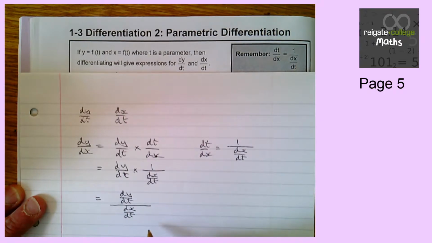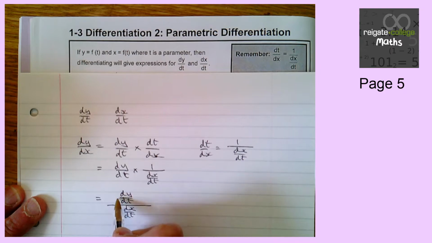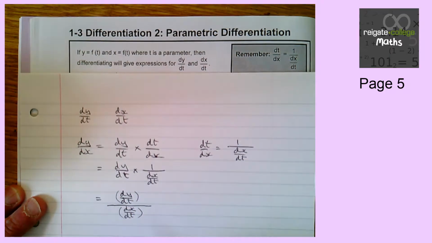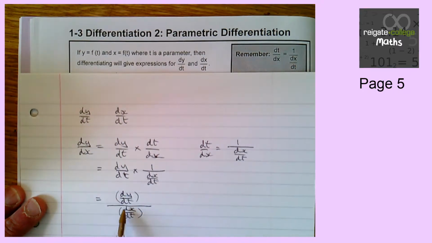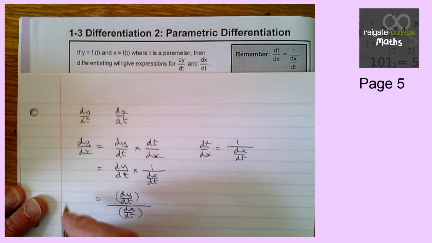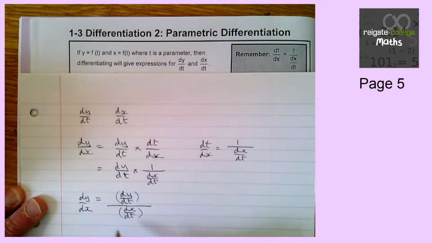Try and make sure that you don't get confused by the fraction within a fraction. So try and write dy by dt, you can put brackets there, and then the fraction bar in between. So if we can find dy by dt and dx by dt, we're going to use this. We can find then dy by dx. It'll look a bit strange if you're used to working with x, because this is all going to be in terms of t.